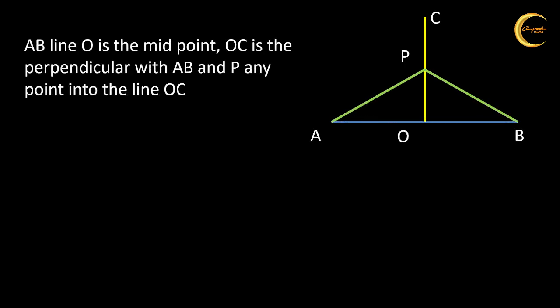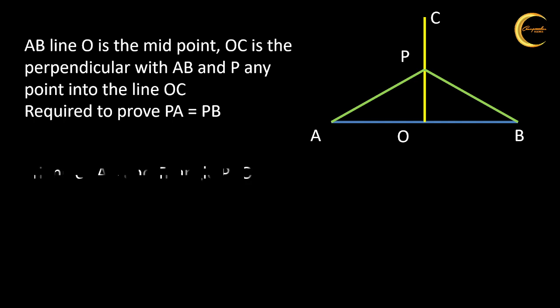Now AB is a line, O is its midpoint, as I have already said, OC is perpendicular to AB, and P is any point on the line OC. Now we have to prove that line PA equals line PB.